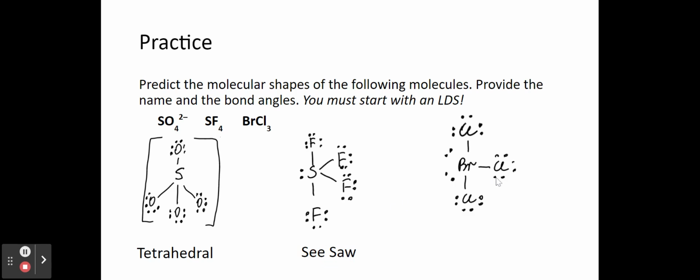And for our last one, we have BrCl3. When we draw it, we end up with 1, 2, 3, 4, 5 electron domains, similar to what we had over here. So that gives us a trigonal bipyramidal electron geometry, but with these 2 lone pairs of electrons, the molecular geometry or the molecular shape is going to be referred to as T-shape.